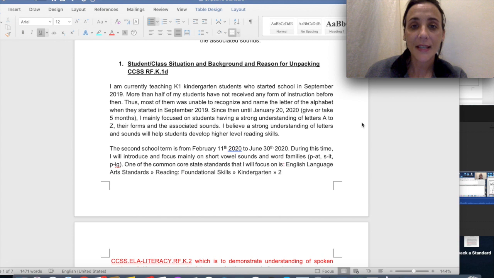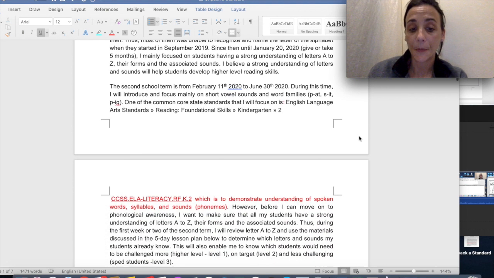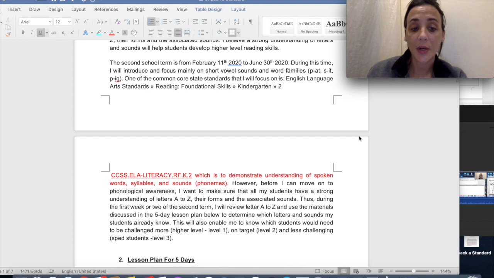I believe a strong understanding of letters and sounds will help my students develop a higher level of reading skills. So the second semester will start now, from February 20 to June 30th. This time I will focus mostly on short vowel sounds and word families like -at, -it, and -ik. One of the Common Core State Standards that I will focus on during the second semester is English Language Arts Standards, Reading Foundational Skills Kindergarten 2, which is to demonstrate understanding of spoken words, syllables, and sounds.